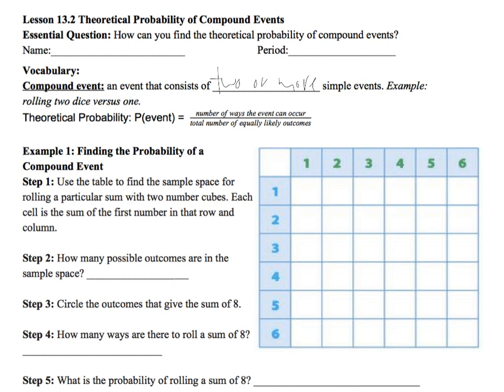So for our first example, we're going to look at rolling two dice. So this here is called a sample space. So this is what we're going to use to list out the outcomes for rolling two dice and finding a particular sum. And we know sum is addition, so we're rolling two dice and adding the two numbers together. So first, let's fill this out. So go ahead and fill this out with me.